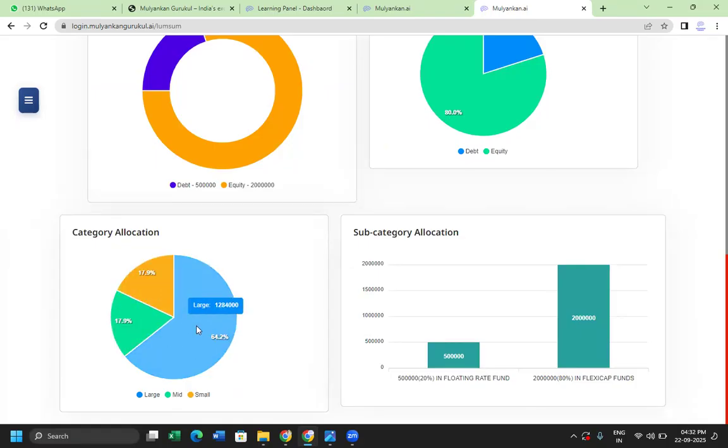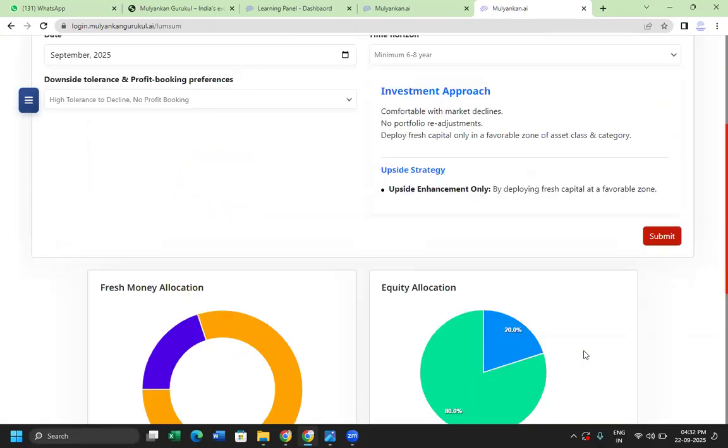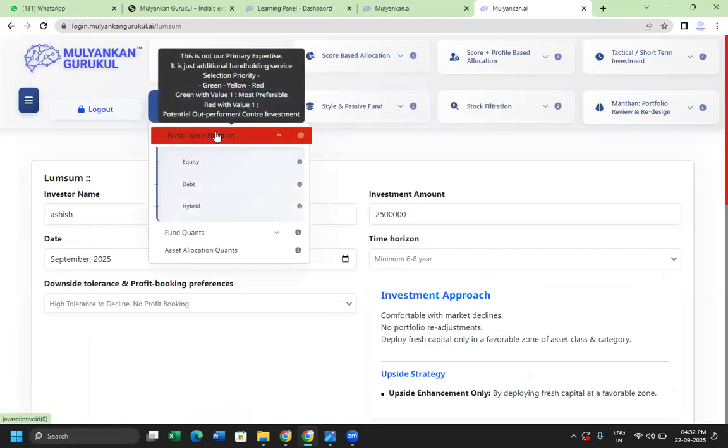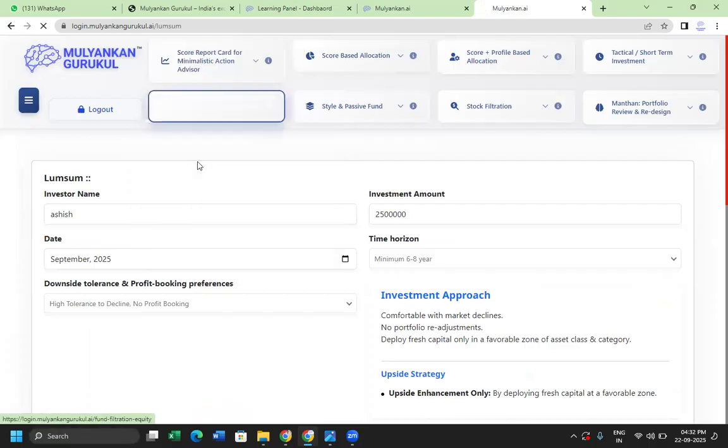So it has given you this, which you can follow. Or, out of 25 lakh rupees, 20 lakh in flexi cap and 5 lakh in floating rate. Either you can follow a large cap, mid cap, small cap allocation, or you can follow the direct allocation. Now, let's say within flexi cap, which fund to go for? Within mutual fund filtration, go for equity.